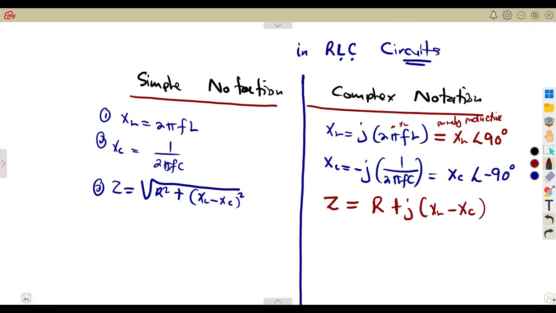So if we simplify this part here, if you subtract these two and the answer is positive, it means your circuit is more inductive. Remember, there's a capacitor there, so it is mainly inductive. For a negative, it means the circuit that you are given is more capacitive.